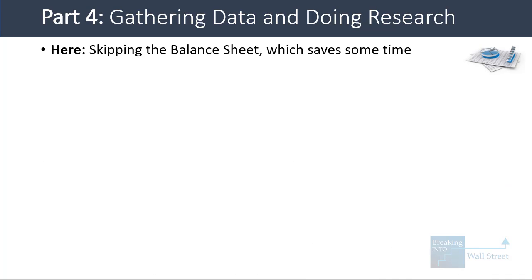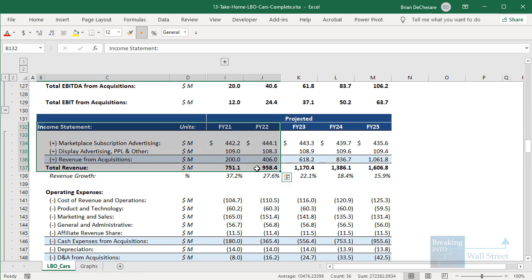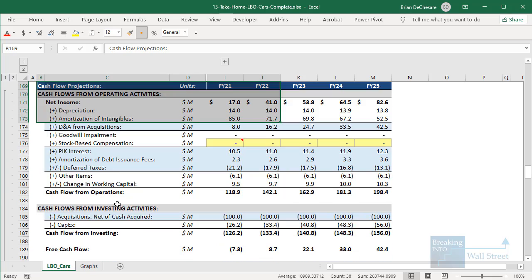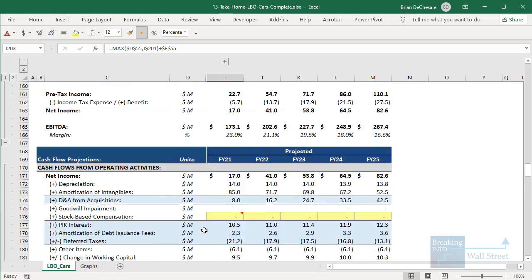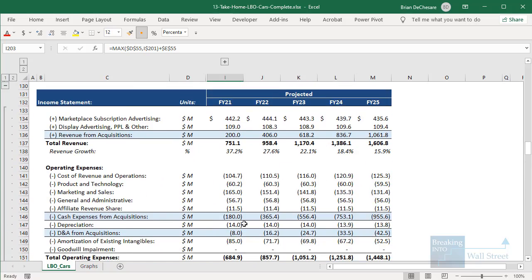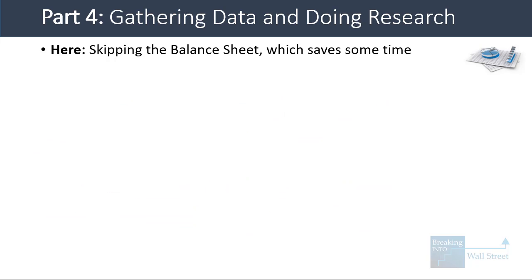In terms of the financial statements, since they told us that we don't need a full 3-statement model, we're actually skipping the balance sheet altogether. We have an income statement and we have a cash flow statement, and that's about it. We also have the debt schedule, of course, because it is an LBO model, but we're simplifying and skipping quite a bit here, and even the cash flow statement is simplified over what the company has in its filings.